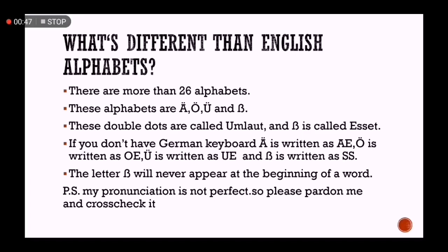And for pronunciation, A umlaut is called ä, O umlaut is called ö, and U umlaut is called ü. And the pronunciation thing is quite easy.